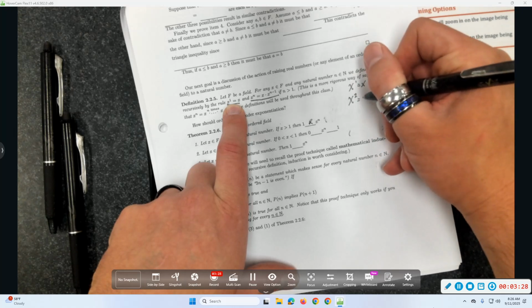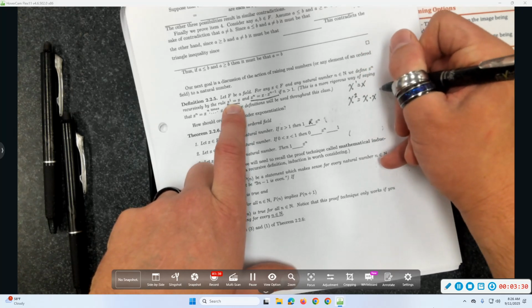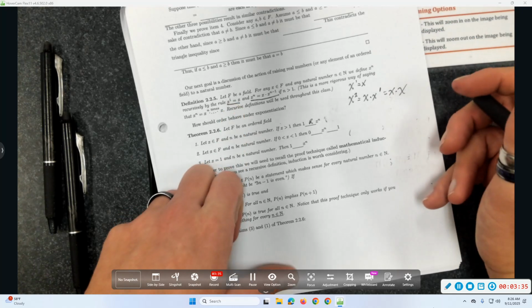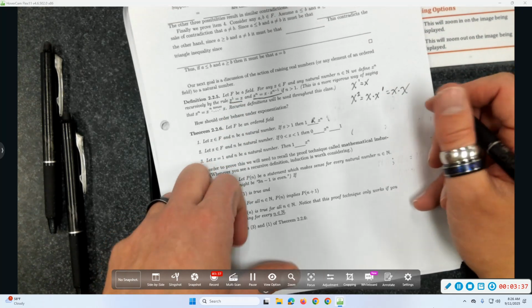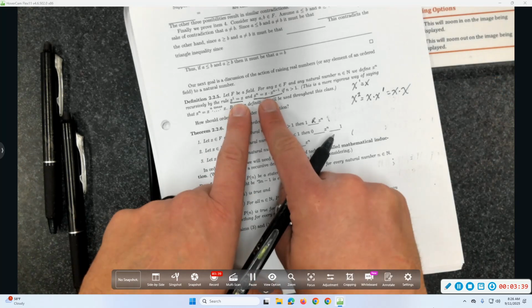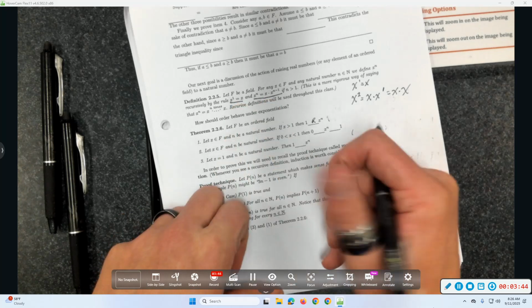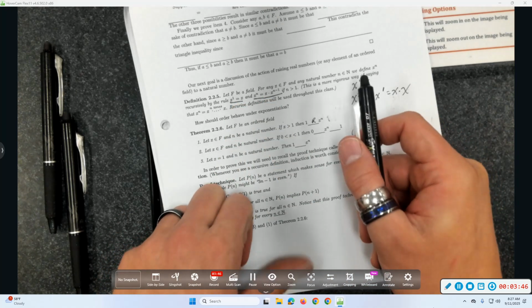x^2, well, that's x times x^(2-1), which is x^1. Yeah, that's x times x, which is what you expect. x cubed will be x times x times x, and so on. So the upshot is, now we have a very formal, rigorous definition. I can now use induction to prove things. Let's just do one example.